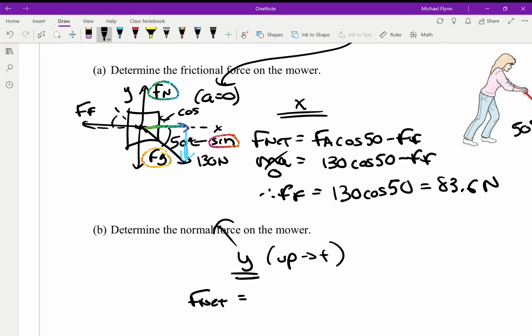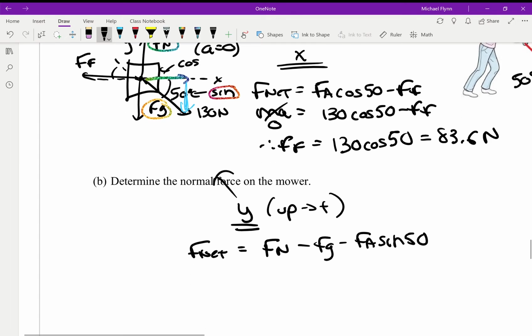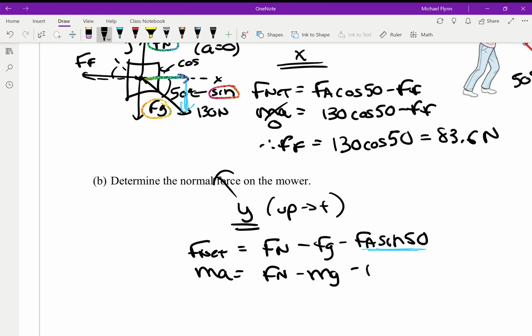So let's do our up one first, Fn. Then I'm going to subtract my force of gravity. But then I also have to subtract my applied force times the sine of 50. It's the other component, right? This is the blue vector in the picture. So I get ma is equal to Fn minus mg minus 130 sine 50.